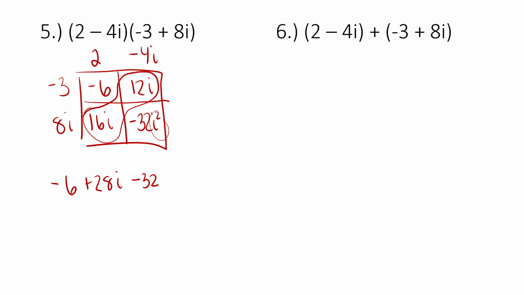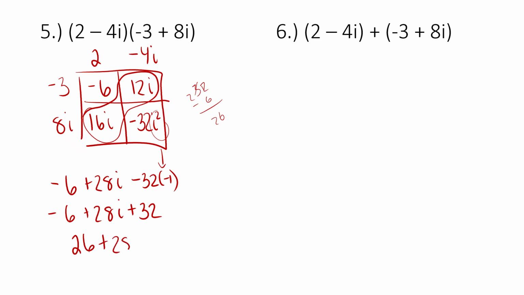And here's where I'll do that substitution. -32 times -1. So this would be a negative times a negative, which is positive. And then we want 32 minus 6, which is 26. So what is it? -6 plus 32 is +26. Yeah. All right. Ta-da.